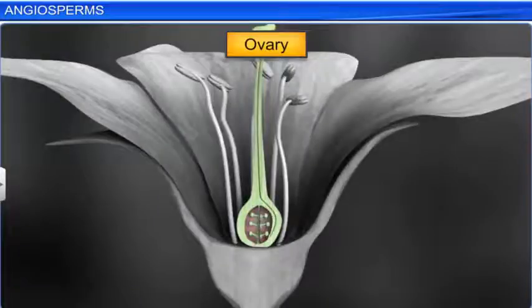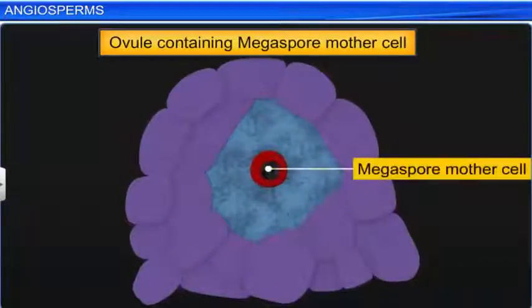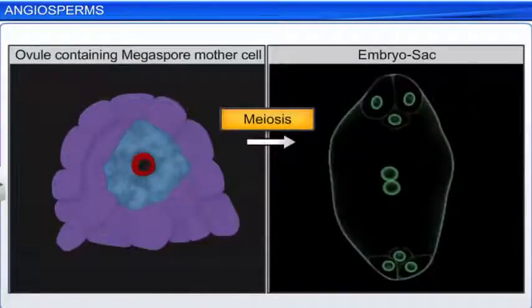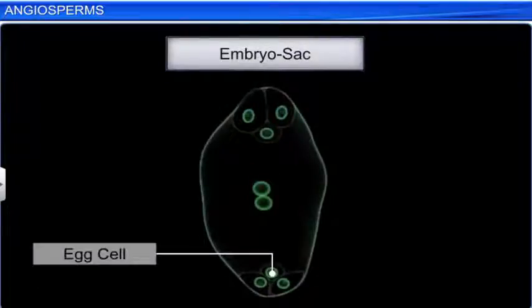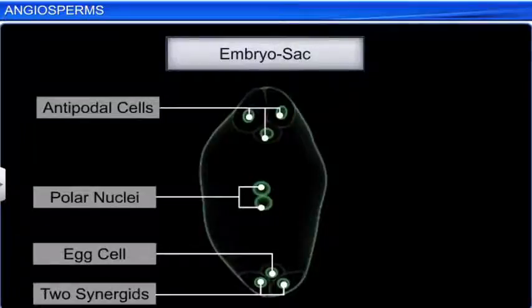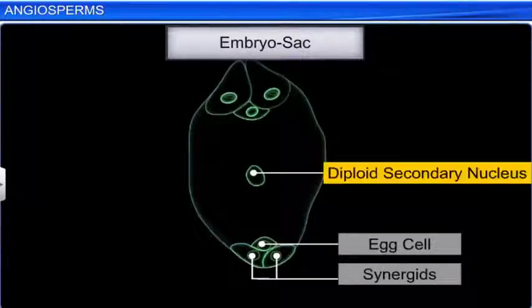The ovules, or the megasporangia, are present inside the ovary. These ovules contain the megaspore mother cell, which, following meiosis, develops into the haploid female gametophyte called the embryo sac. The embryo sac has a three-celled egg apparatus consisting of one egg cell, two synergids, three antipodal cells, and two polar nuclei. The polar nuclei eventually fuse to produce a diploid secondary nucleus.